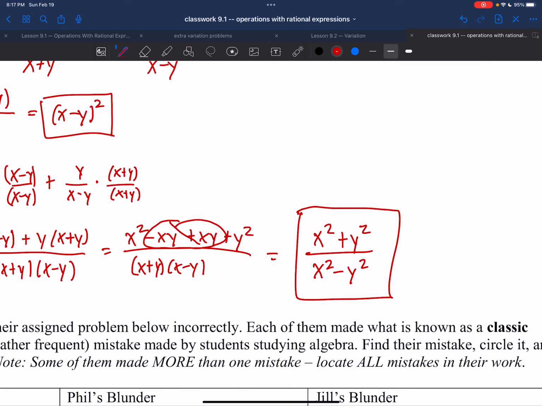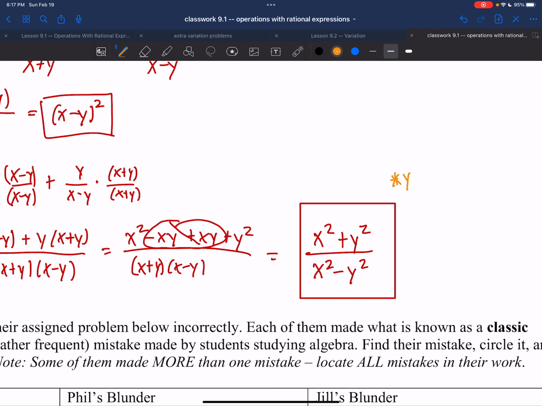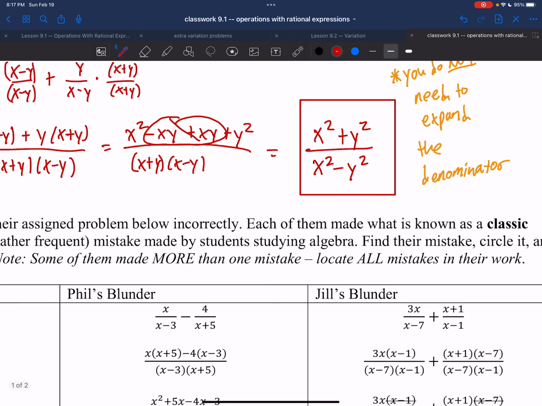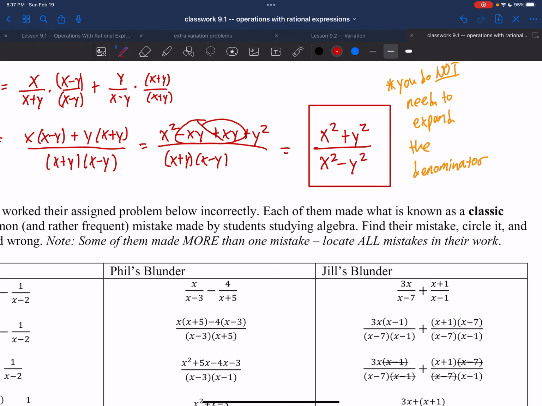By the way, you don't have to expand that, though, okay? I might even write this. You do not need to expand the denominator. I just want to let you know that. You don't need to do that. I'm not requiring that. I just did that because it looks kind of pretty, with x squared and y squared all on top and all that.